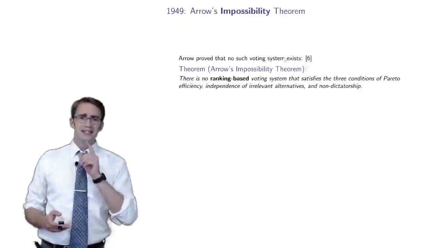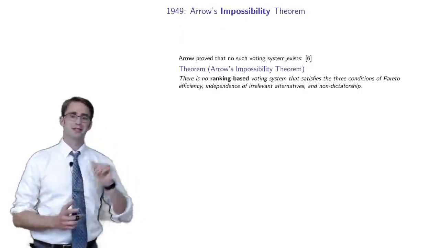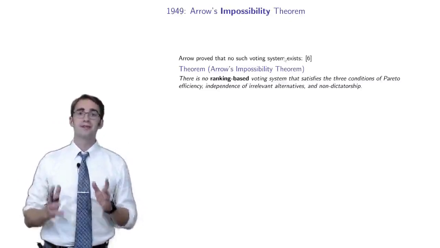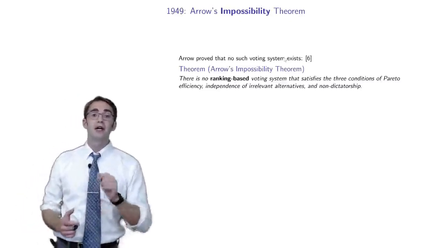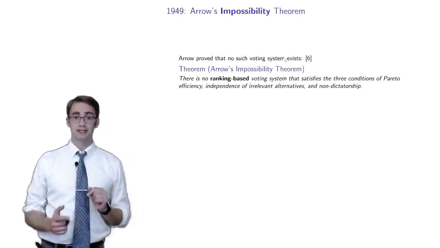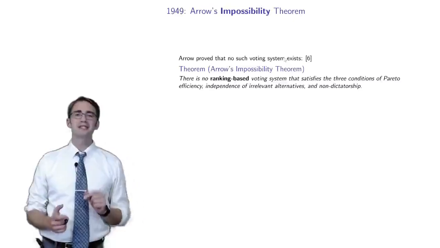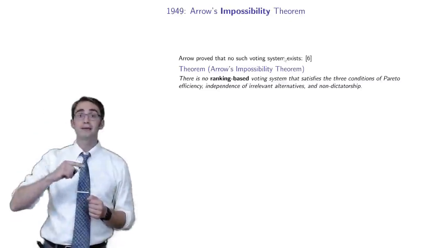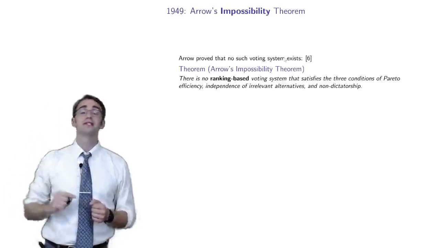In fact, this theorem by Ken Arrow isn't just called Arrow's theorem, it's called Arrow's impossibility theorem. Because in fact, Ken Arrow proved that there's no such voting system that exists that satisfies these 3 conditions. He said you can't do that. There is no ranking-based voting system that satisfies those 3 conditions. It doesn't mean that voting is hopeless. It means that there's no system in place for obeying these conditions that is just based on ranking, by which I mean the ordering of the candidates from your favorite to your least favorite.